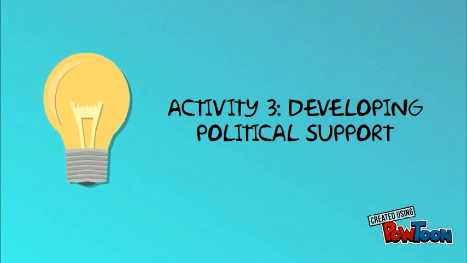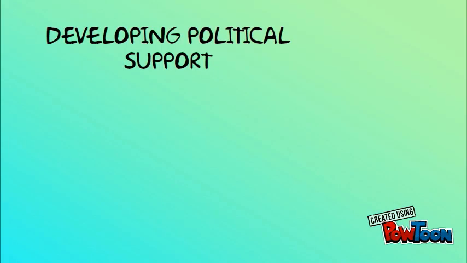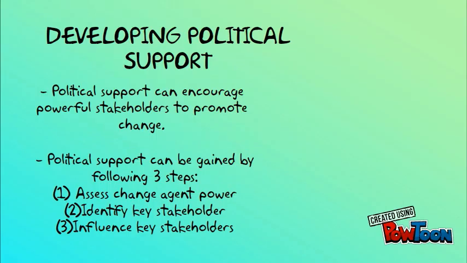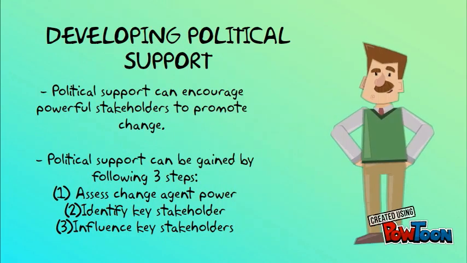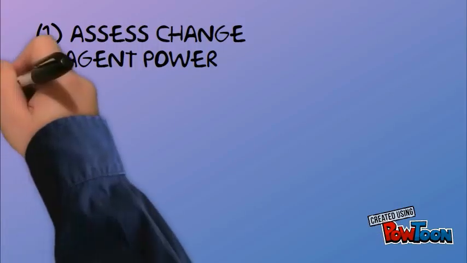Activity 3. Developing political support. Political support can encourage powerful stakeholders to promote change. Political support can be gained by following 3 steps. Assess change agent power, identify key stakeholders, and influence key stakeholders.